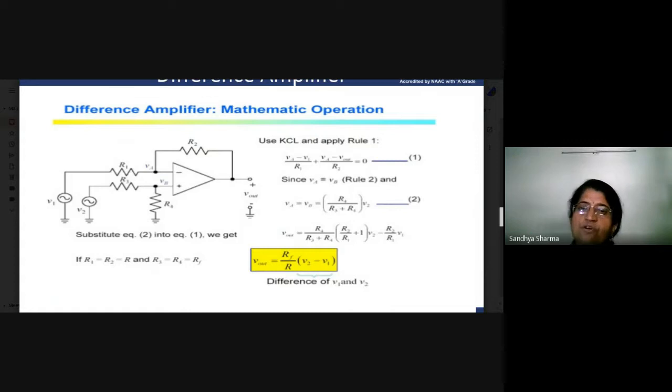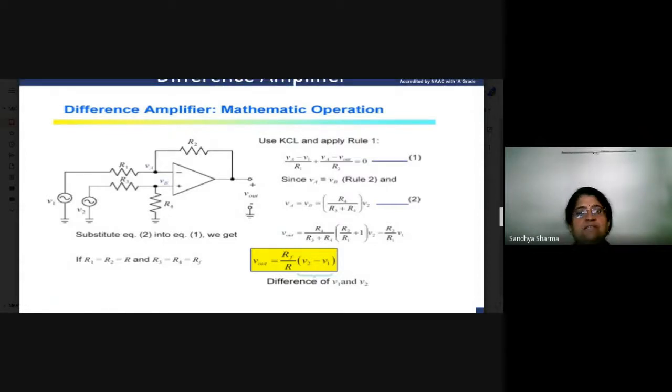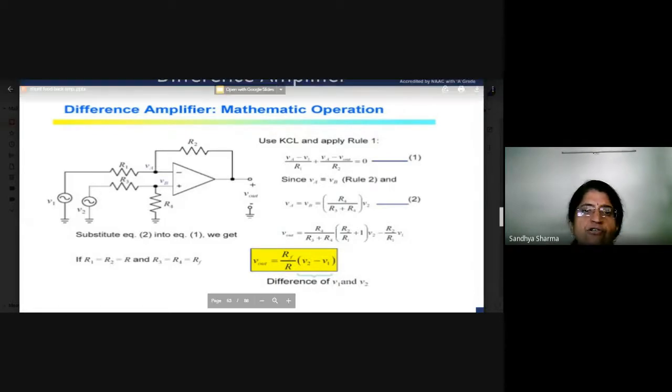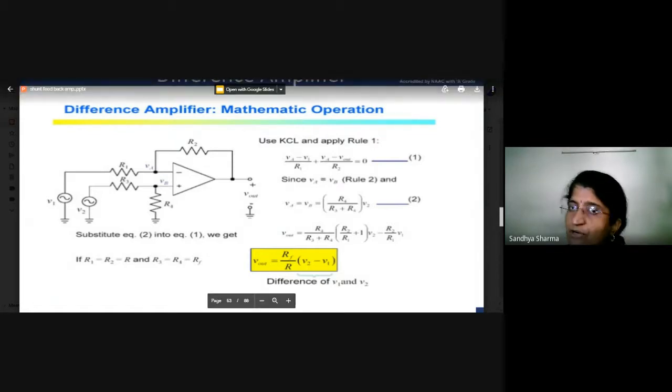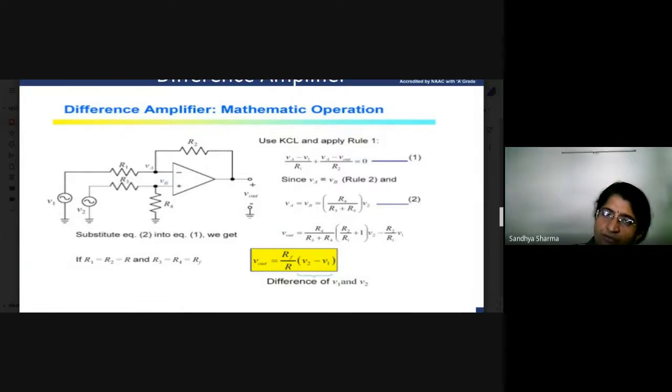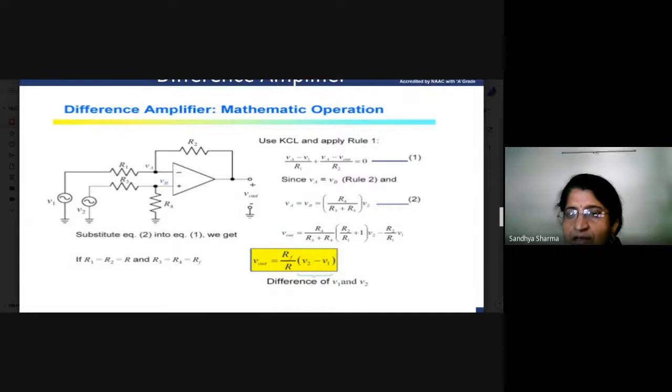Here we are applying Kirchhoff's current law, and VA and VB are both equal, as we keep saying, by using the symmetrical condition. Since both are equal, what is the value of VB? VB is equal to the drop across R4. Generally we measure the output voltage with respect to ground, and R4 is connected to ground. So the drop across R4 is equal to VB, and VB is equal to VA. So VA and VB are both equal to the drop across R4.